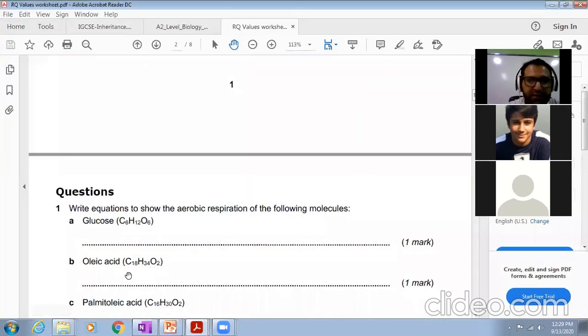All right, boys. For the glucose, we already wrote the equation, right? Now you have to find it for oleic acid: write the equation, balance it, and then find the respiratory quotient. Which one should we do, A or B? B, glucose already finished. Now, please just show me.